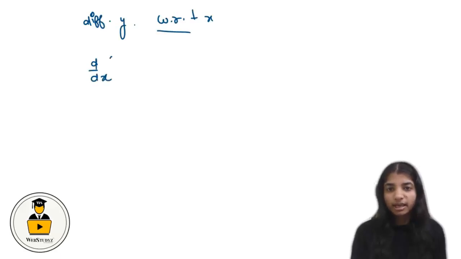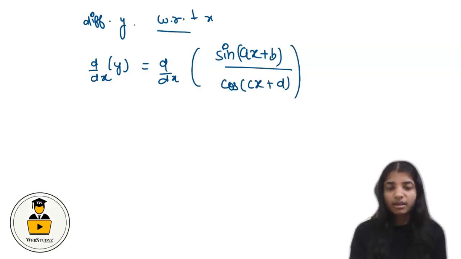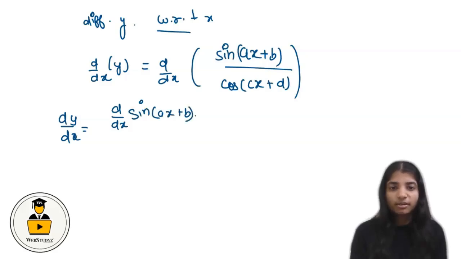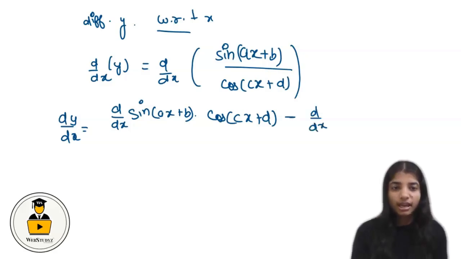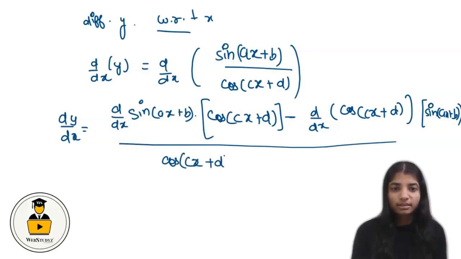So d/dx of y is equal to d/dx of sin(ax + b) divided by cos(cx + d). Using the quotient rule, dy/dx is the differentiation of the numerator, that is d/dx of sin(ax + b), multiplied by the denominator, which remains as it is, cos(cx + d), minus the differentiation of the denominator, d/dx of cos(cx + d), multiplied by the numerator, which remains as it is, sin(ax + b), divided by the square of the denominator, which is cos squared of (cx + d). So this is what we are having.